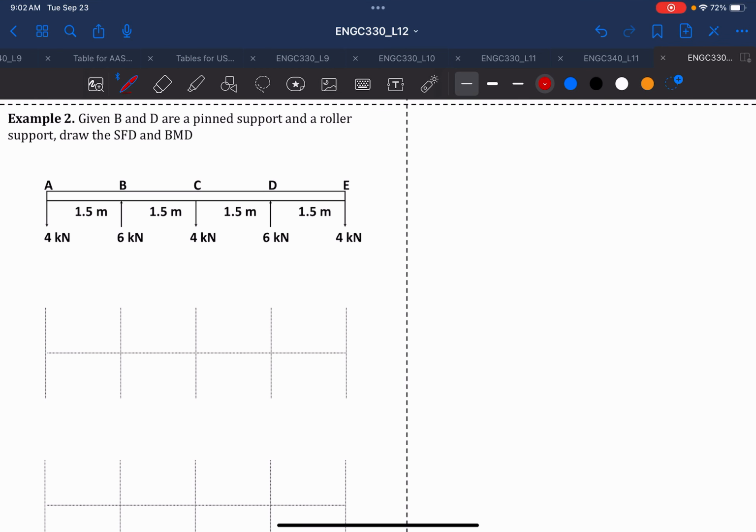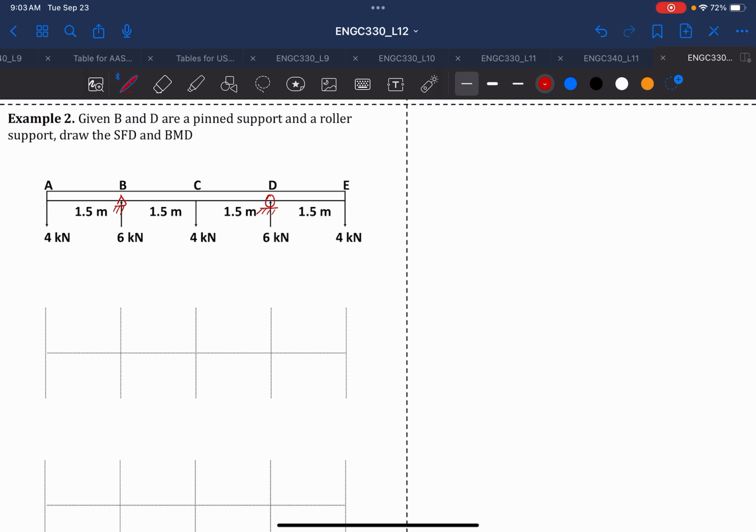This is example 2 of class lecture number 12. We are given a beam with point loading at A, C and E. Point B is a pin support and point D is a roller support, and the support reactions are already given. So all you have to do here is draw the shear force diagram and bending moment diagram for the given loading using the concepts that we have learned from the class, from the derivative equations.